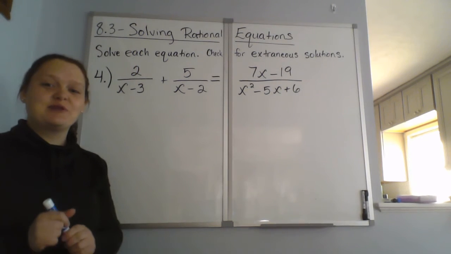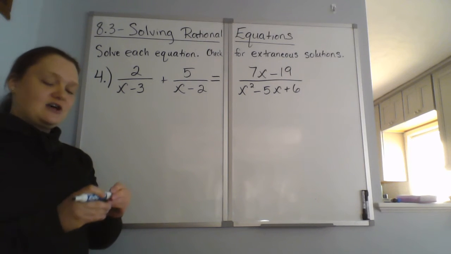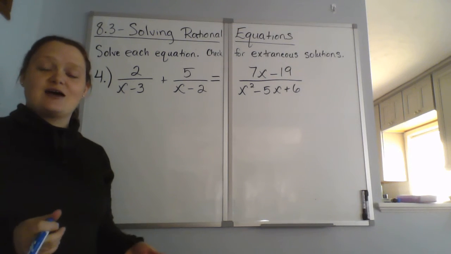Alrighty, here we go. Example number 4. We just have 4 and 5 left to do, so we're almost there, guys. Alright, so as always, start by finding your least common denominator.